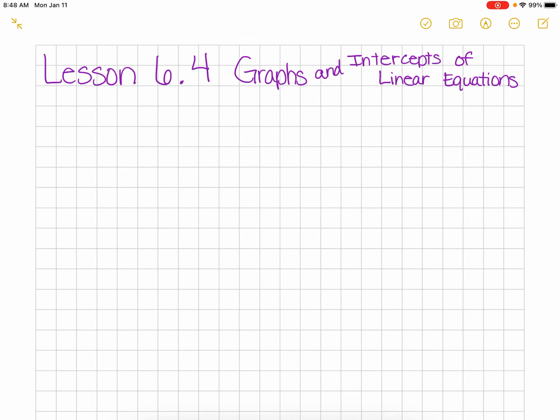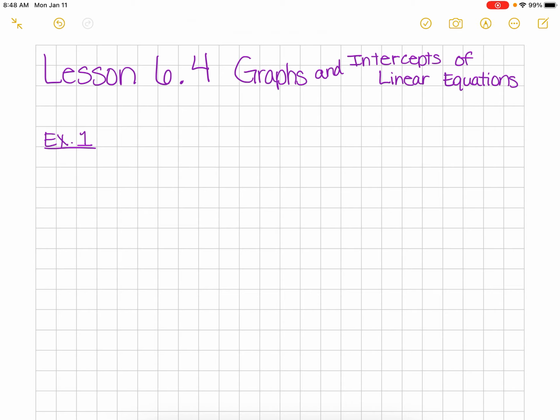Good morning, students. Today we are doing lesson 6.4, Graphs and Intercepts of Linear Equations. Okay, let's jump right in. We did a little bit of this in the last lesson, but we're going to be graphing equations. So we're going to have examples now. So example 1 is, here's your equation.